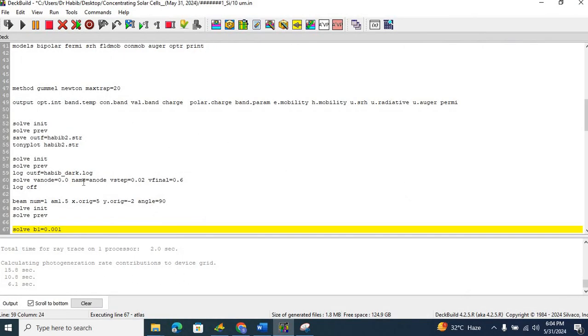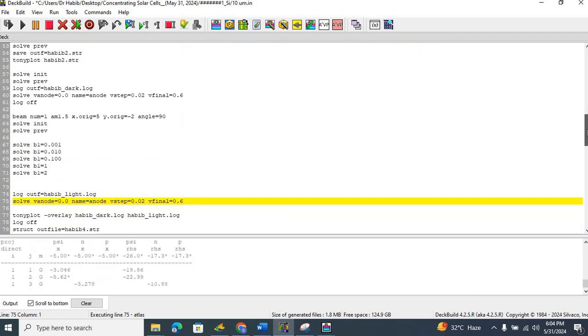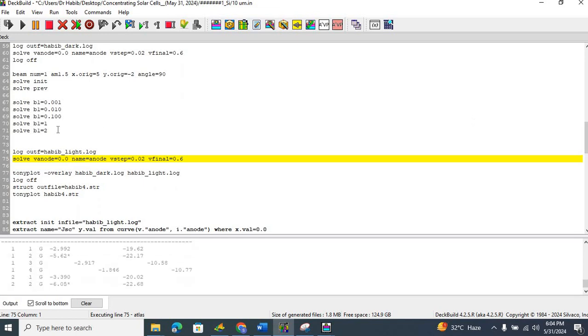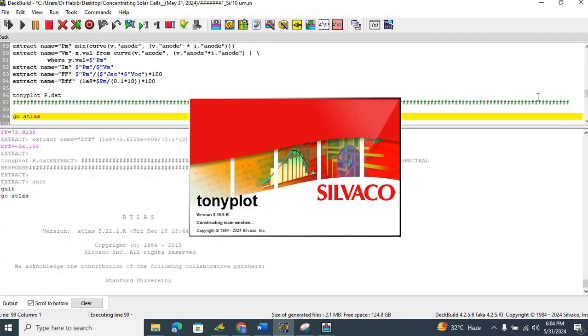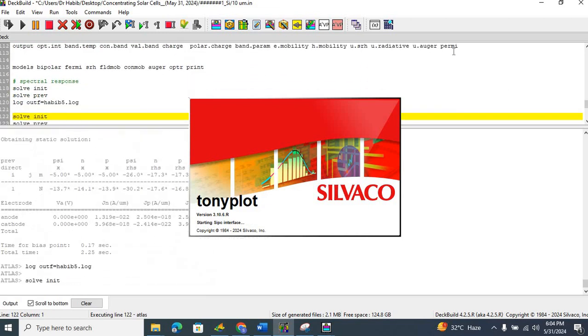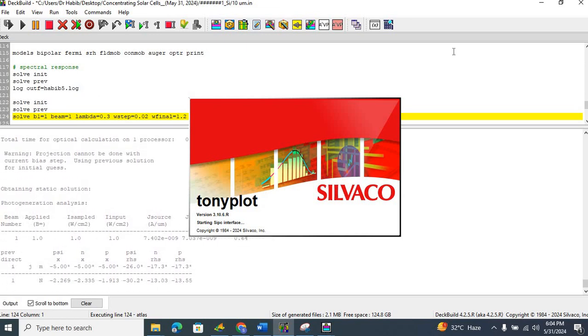It has already gone past the IV characteristics of the solar cell under dark conditions. The structure is illuminated with 2000 watts per meter square, and now it's running a sweep for the IV characteristic under light conditions. That part is also done. Performing some more simulations now. Now it's simulating the spectral response part of the code.